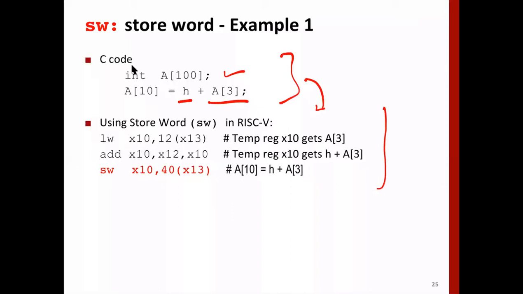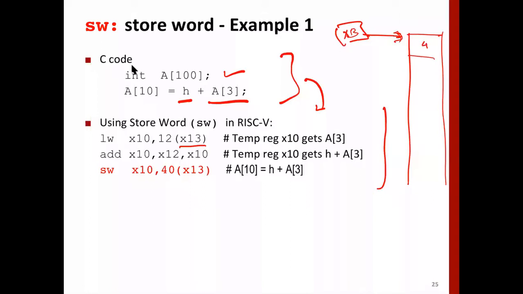Of course, we have to say what the base address is. So the base address is x13. It's a memory, so the x13 register points to the base address, which means there's some location from where this array is starting, and then we are getting A3, which is the 4th element, as we have seen earlier. Okay, so basically this is 4 bytes, 4.